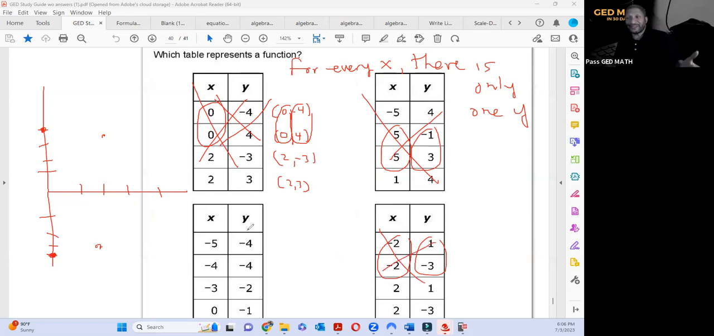Where people make the mistake is here, because they see two y's are the same. But you've got to remember the rule I just told you. For every x, there's only one y. Here, for every x, there's only one y. Your y's can repeat. This is the table that represents a function. You're going to get those with every exam.